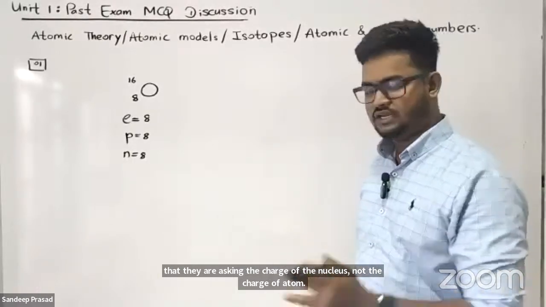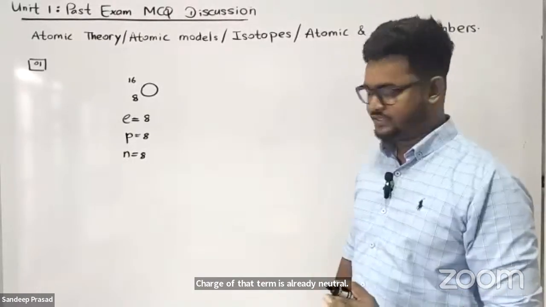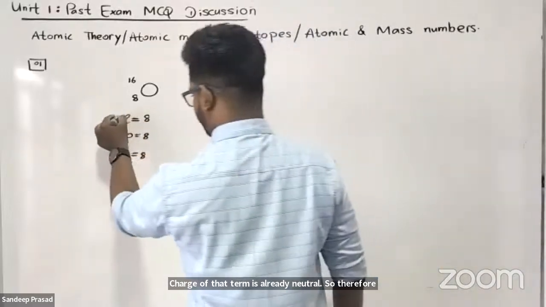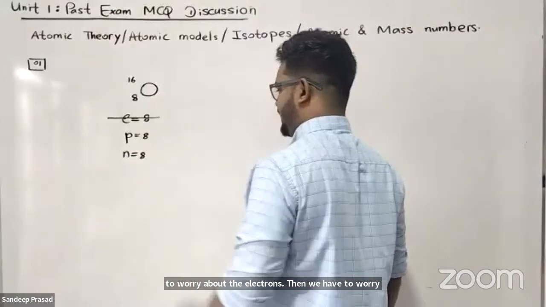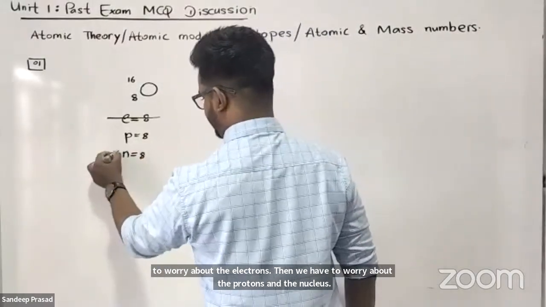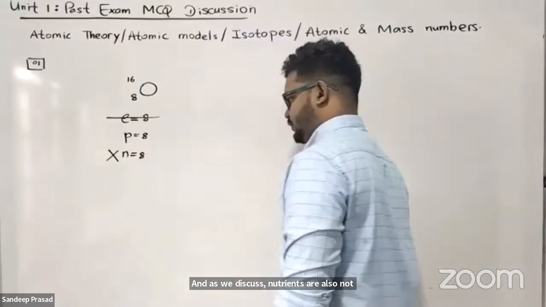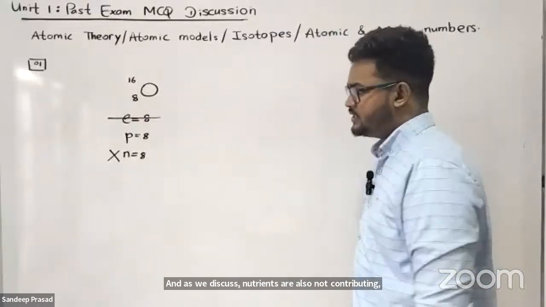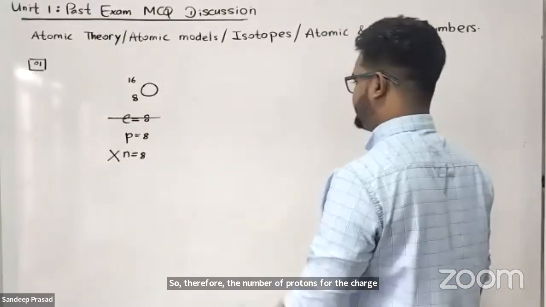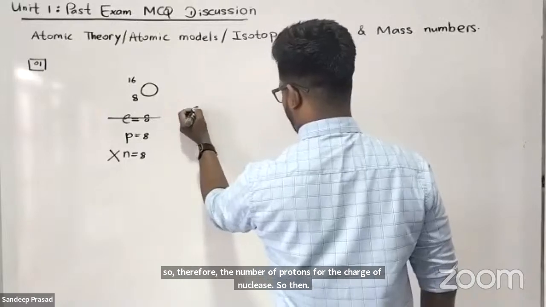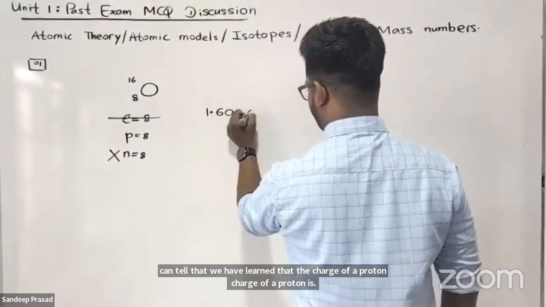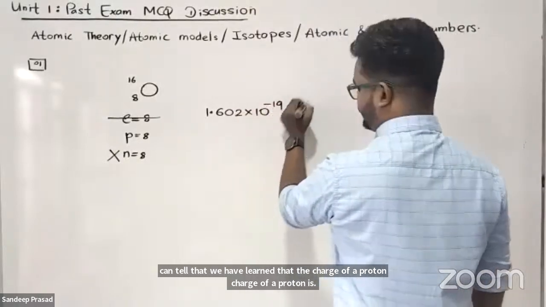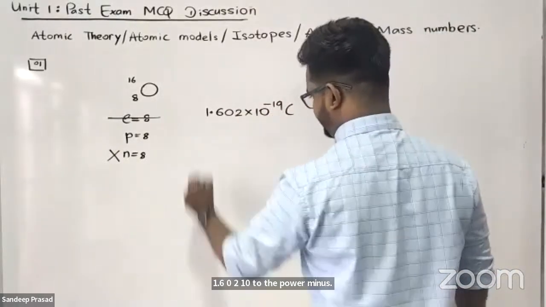So they're asking only about the atomic nucleus. We don't have to worry about the electrons. Then we have to consider the protons and the neutrons. And as we discussed, neutrons are also not contributing. Therefore, the number of protons is the only factor for the charge of the nucleus. We have learned that the charge of a proton is 1.602 × 10^-19 coulomb. So then tell me, what is the charge of the nucleus?